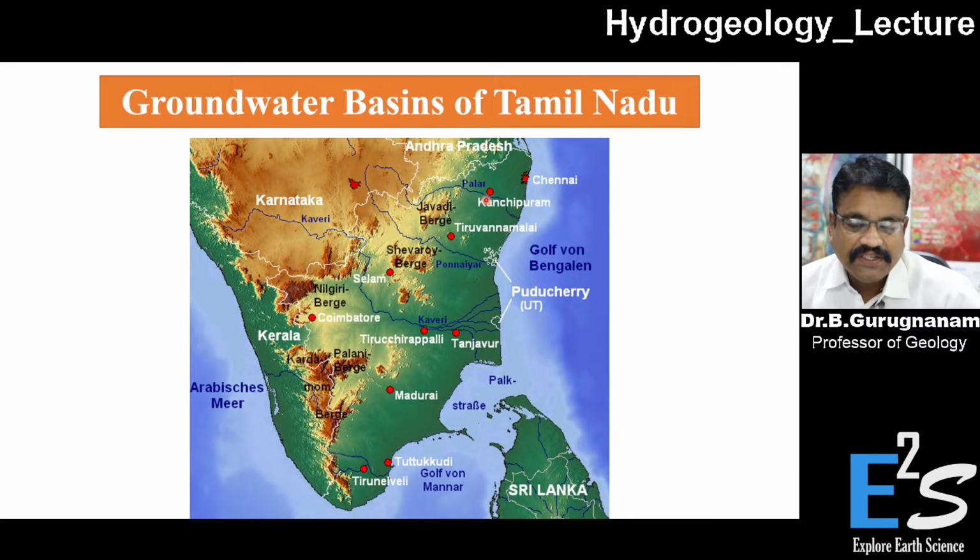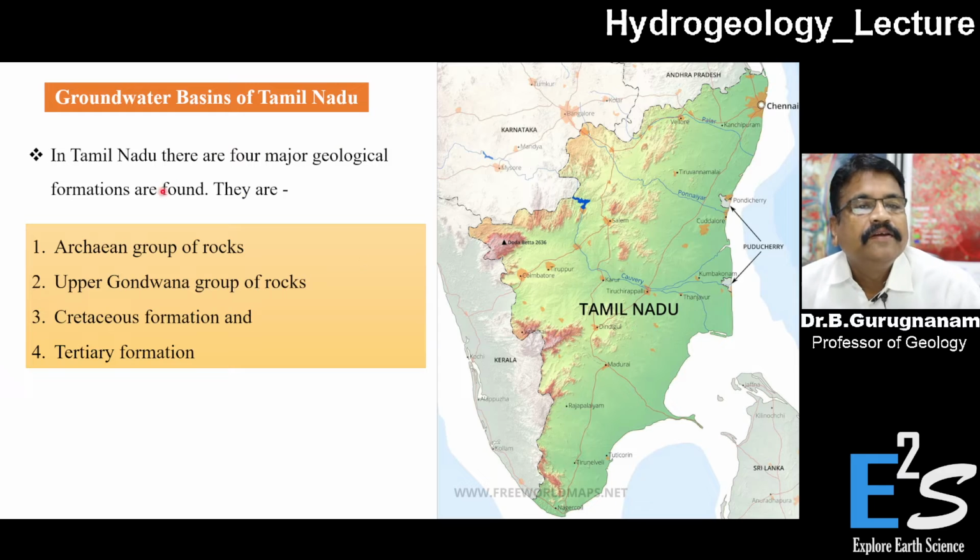And now let us see how Tamil Nadu is hydrogeologically divided. The groundwater basins of Tamil Nadu are divided into four major groups based on the major geological formations. One is the Archean group of rocks, the other one is the Upper Gondwana group of rocks, and the third one is the Cretaceous formation, which controls the movement and status of water in the Cretaceous as well as the tertiary formations.